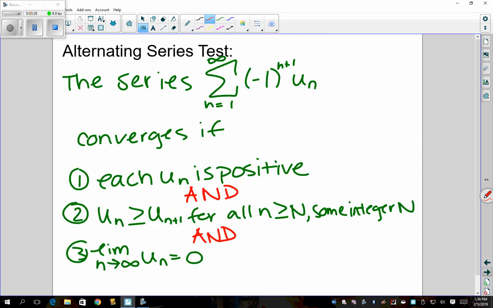The alternating series test says that if we have an alternating series, and this is important, we need some number or function that's alternating. It's not always going to be (-1) to the n plus 1, but this is more than likely the format we're going to see it in. I have some alternating part and then a regular part that we're more familiar with. If each u sub n is positive, and my terms are getting smaller and going to 0, then this alternating series converges. All three of these have to be met in order for an alternating series to converge.